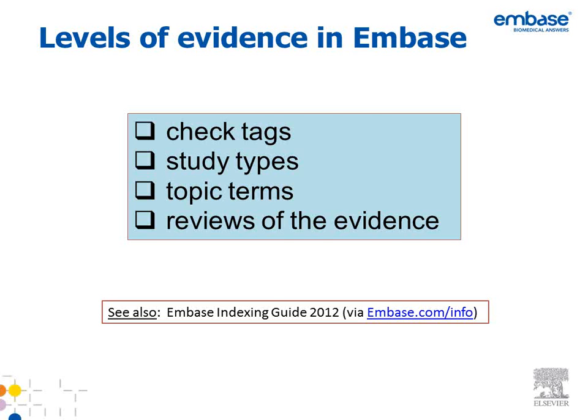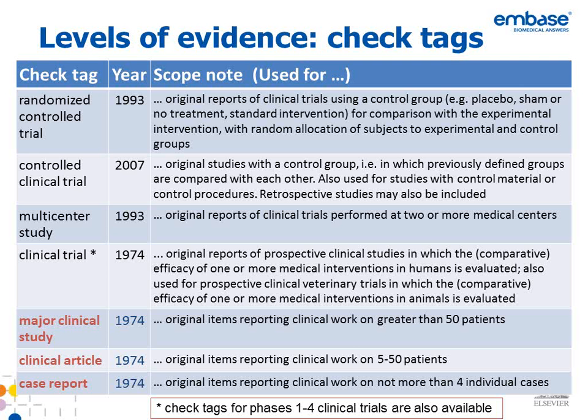First of all, check tags. Check tags are index terms which have scope notes. I've talked before at the previous webinar about randomized controlled trials, controlled clinical trials, and clinical trials mentioned here at the top. But today I'd like to focus your attention also on 3 other check tags, which we don't tend to talk about all that much, and I think that they may be useful to you.